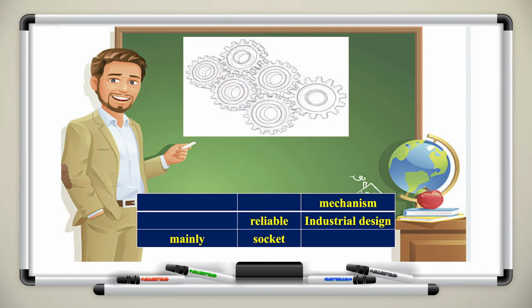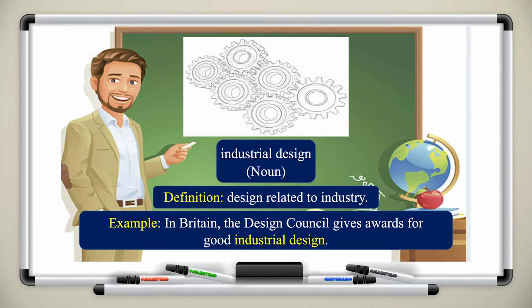Next one, we have something that goes together. So we have this technique, the machine use. I'm trying to help you out here. The industrial designs. So it is the industry of using these machines. It means design related to industry. For example, in Britain, the Design Council gives awards for good industrial design. So the machines are basically used in industrial areas, yeah?